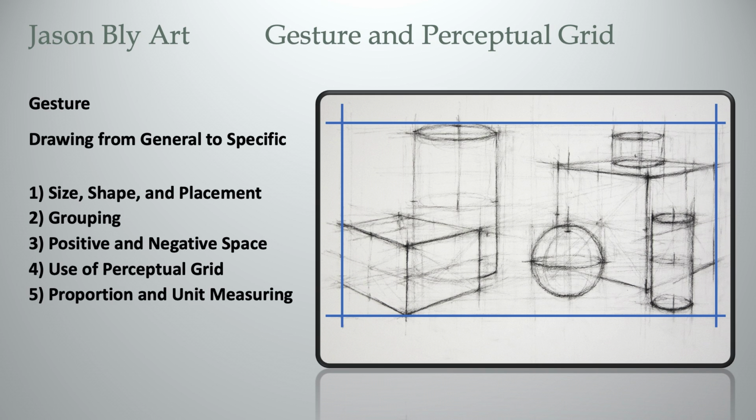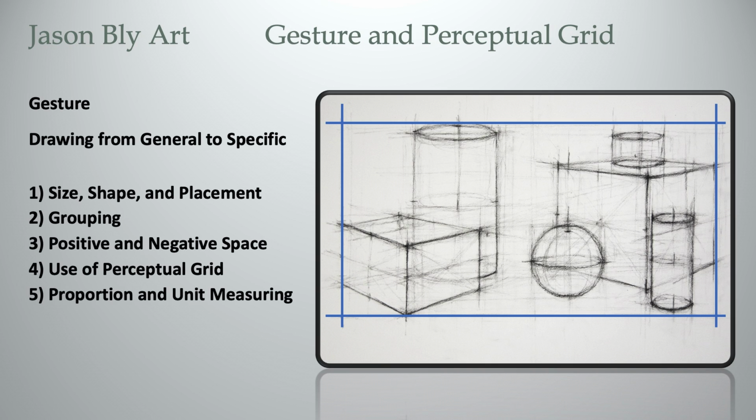So while perceptual grid is the use of the dowel rod to scan up and down and side to side to find those associations, we also have proportion and unit measuring, which is using the dowel rod in a slightly different way. In this way, we're going to look at the size of one object and compare it to another object or another area of the drawing.